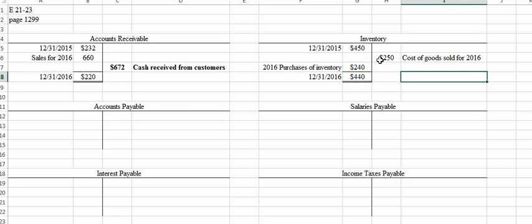All right, now let's check it out. We can check it here. Let's add together our two debits. $450 plus the $240 minus the credit for $250. And that gets us $440, which is that ending balance. So our purchases of inventory for 2016, or 2016 purchases of inventory. Let's line that up the same way.